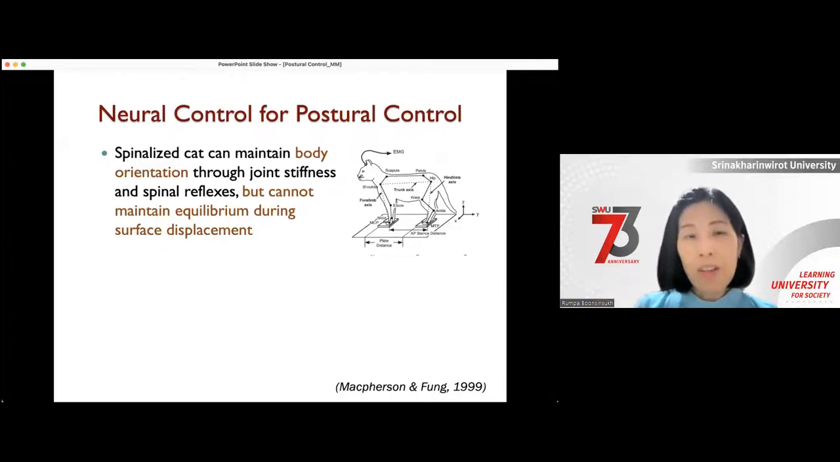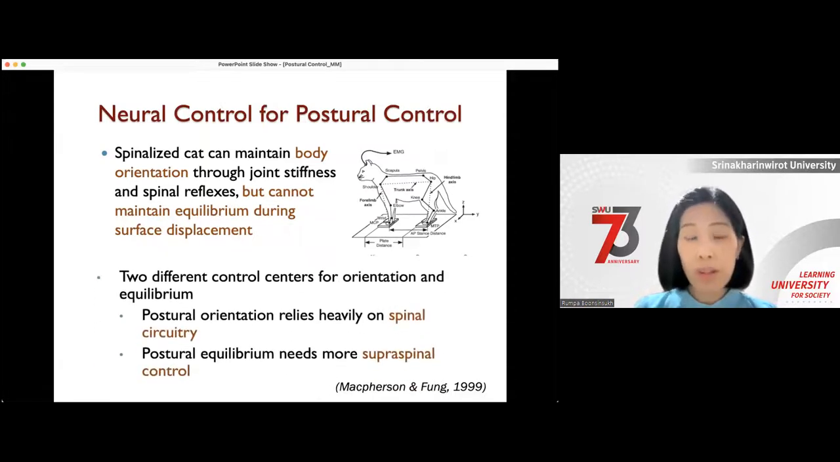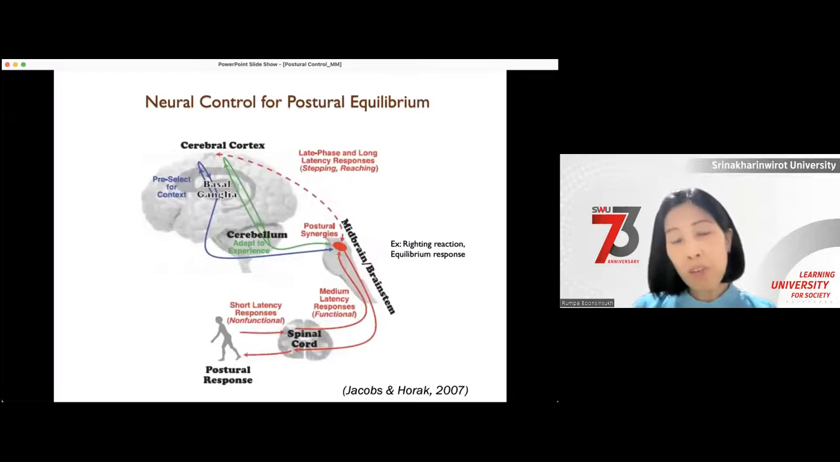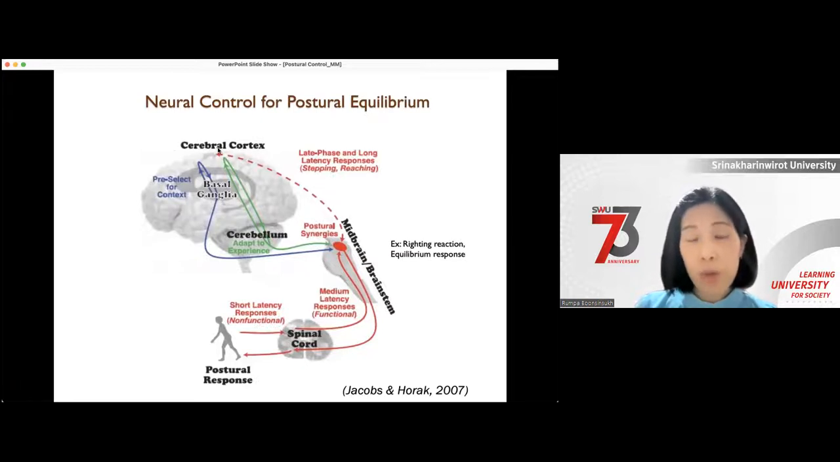From this experiment, it suggests that the spinalized cat can maintain body orientation, which is posture, through joint stiffness and spinal reflexes, but cannot maintain equilibrium during surface displacement. This leads to the hypothesis that there are two different controls for postural orientation and postural equilibrium. Orientation can be controlled within the spinal cord using the spinal circuit, whereas postural equilibrium needs more supraspinal control. When we talk about supraspinal control, we think about the brainstem, midbrain, and cerebral cortex.